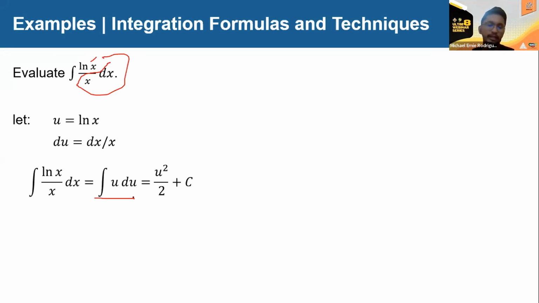Power formula tayo of integral. We have u squared over 2 plus c. Okay? Yung u natin may exponent na 1. So, add tayo ng 1. So, it will become 2. So, we have u squared over 2 plus c. And then, substitute natin yung ln of x. So, we have 1/2 ln of x squared plus c. So, ito yung sagot natin for the integral of ln of x over x times dx.